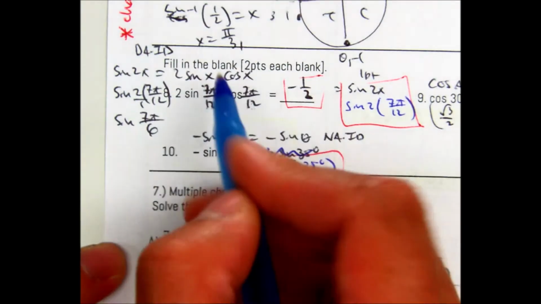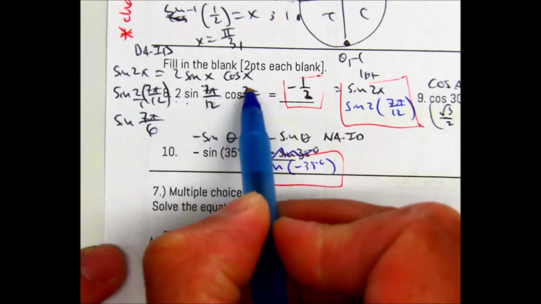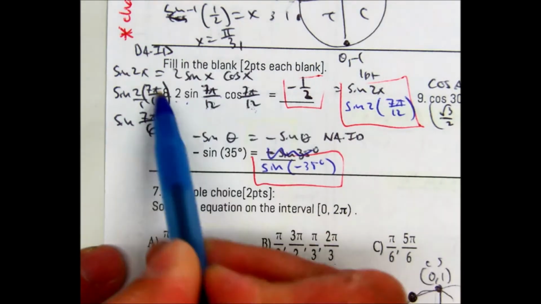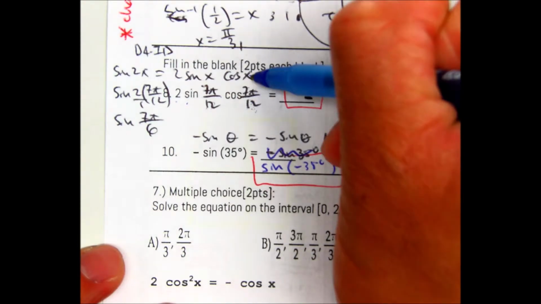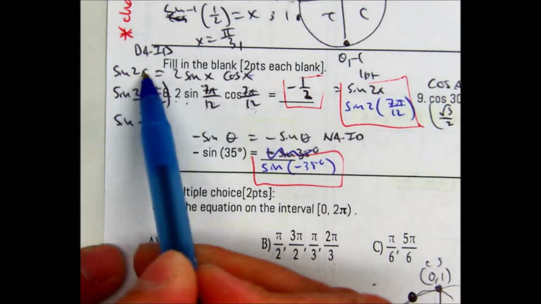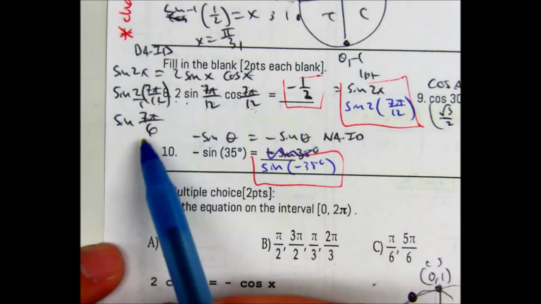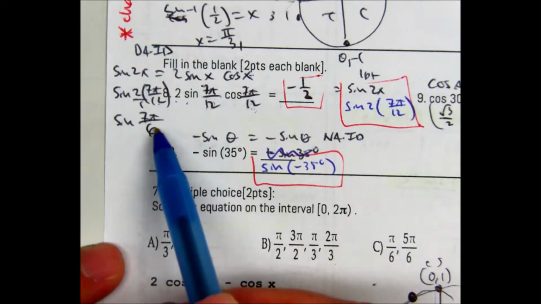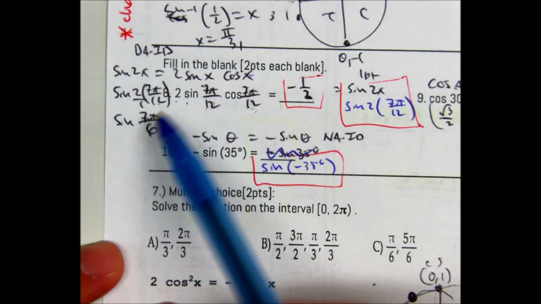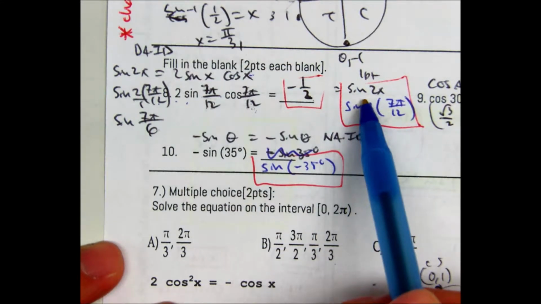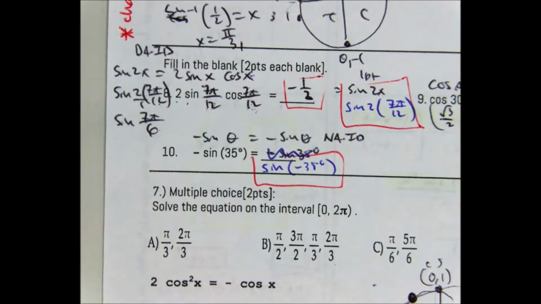Fill in the blank. It was a little bit difficult to read. It said 2 sine 7 pi over 12 times cosine of 7 pi over 12. Find the identity that looks like it. So 2 sine x times cosine x. Therefore, your angle is 7 pi over 12. This is the double angle identity for sine. If you put in 7 pi over 12 there and multiplied, I accepted sine of 7 pi over 6. If you actually evaluated, negative 1/2. I accepted sine of 2x, or sine of 2 times 7 pi over 12. Any of those 4 answers would have given you 2 points.